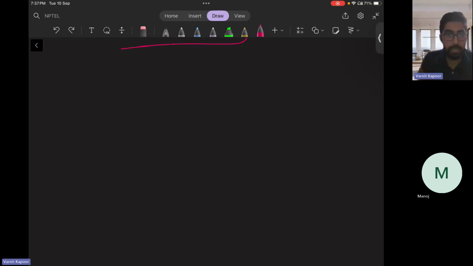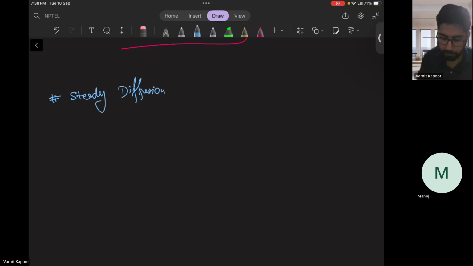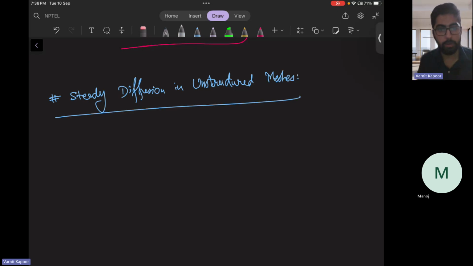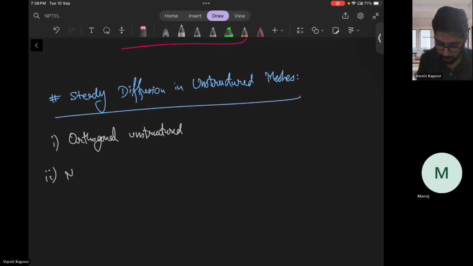Now let's come to steady diffusion and unstructured meshes. So far we have seen the structured meshes. Next topic: steady diffusion on unstructured meshes. One is orthogonal unstructured, and another is non-orthogonal unstructured.